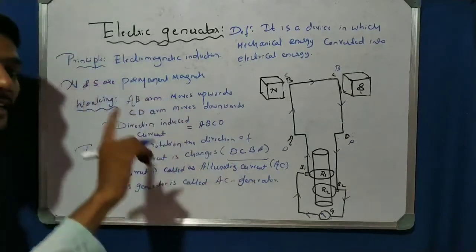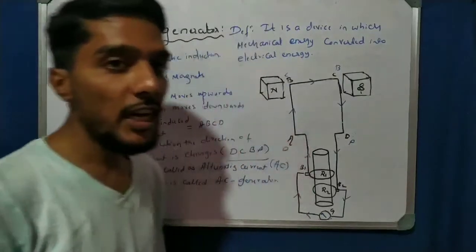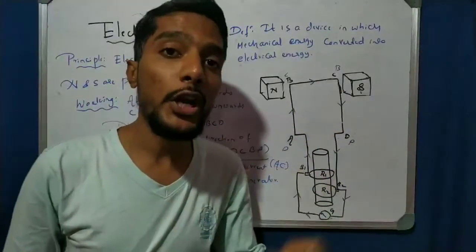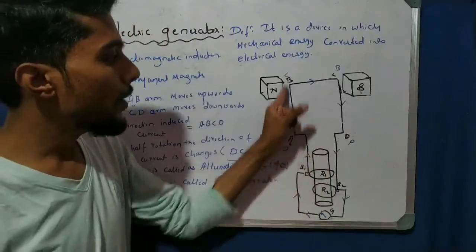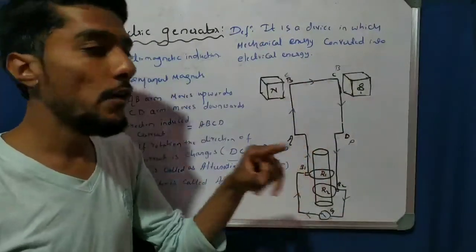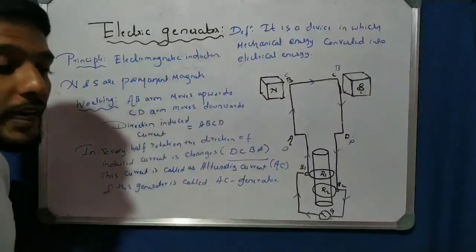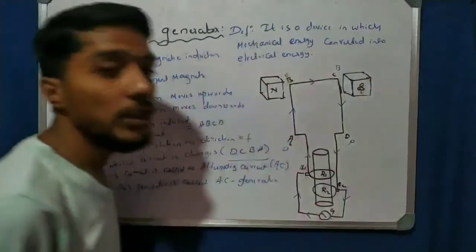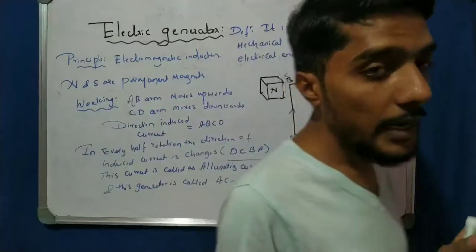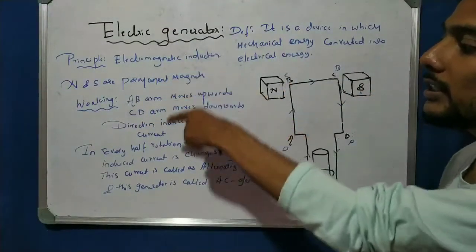AC, alternating current generator. AC generator means in this generator the current changes its direction periodically. First time ABCD, second time DCBA, first time ABCD, second time DCBA. So every half rotation the direction of current changes in the generator. This is the function of the electric generator, so you have to remember this working.